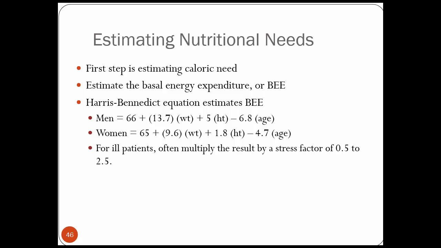Estimating nutritional needs is the first step in establishing the caloric need. Basically, you estimate the basal energy expenditure, or BEE, by utilizing the Harris-Benedict equation. It has different values for men and women. Then you come up with the BEE so that you can adjust it for the severity of the illness. For the ill patients, often multiply the results by a stress factor of 0.5 to 2.5. So the more ill they are, like a burn patient that would probably require the most caloric intake, you would take the BEE and multiply it times 2.5.